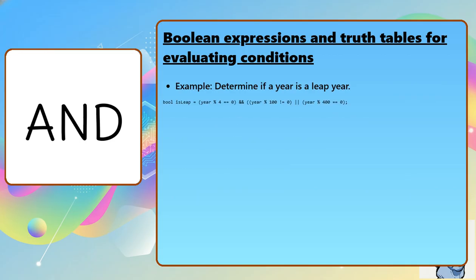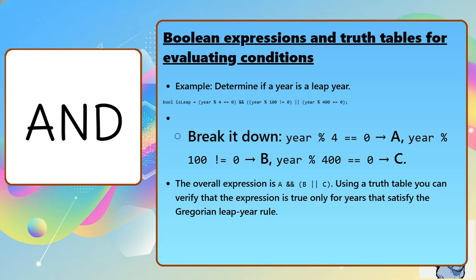Example, determine if a year is a leap year. Bool is leap equals year modulo 4 equals 0, and year modulo 100 not equals 0, or year modulo 400 equals 0. Break it down. Year modulo 4 equals 0 is A. Year modulo 100 not equals 0 is B. Year modulo 400 equals 0 is C. The overall expression is A and B or C.